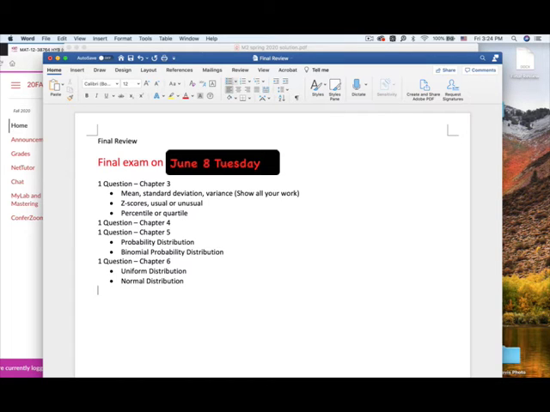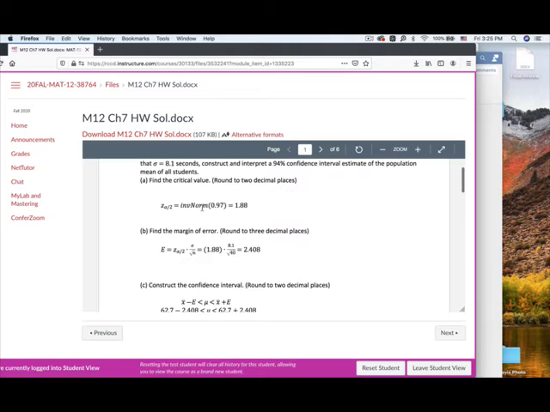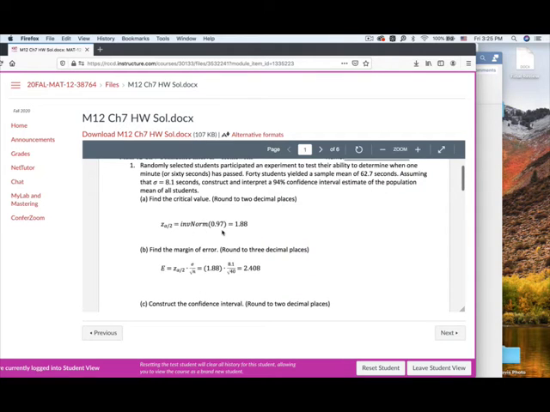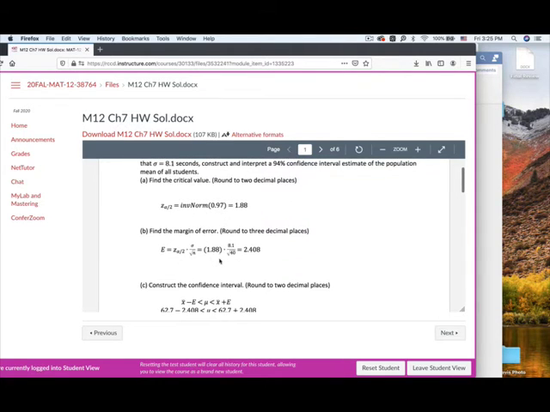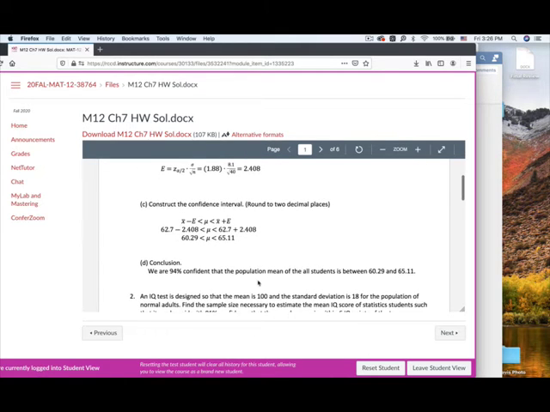And you will have one question from chapter 7. I may ask you to construct the confidence interval or determine the sample size. Review my solutions here. How do I find my critical value? Show me all your work for the margin of error and construct the confidence interval, and also how to write your conclusion.